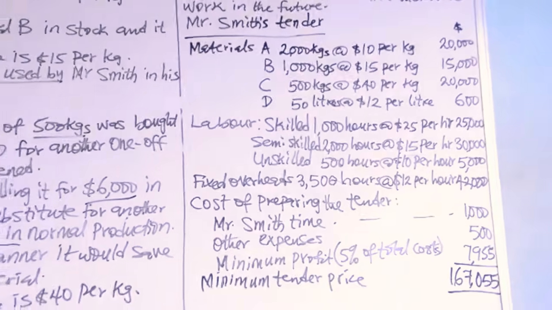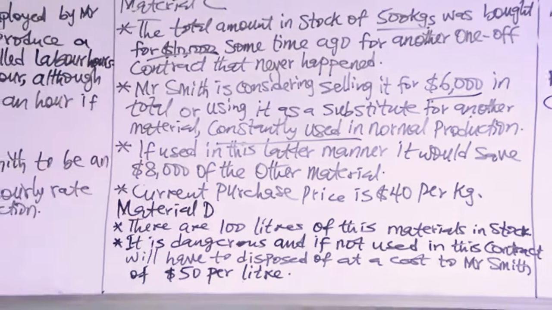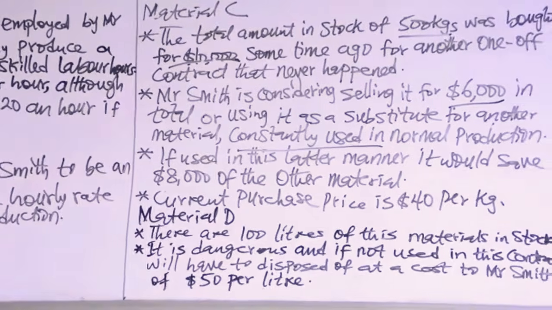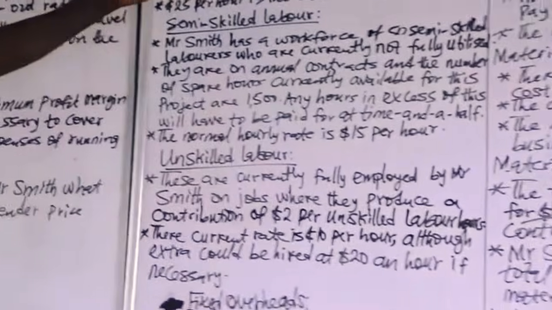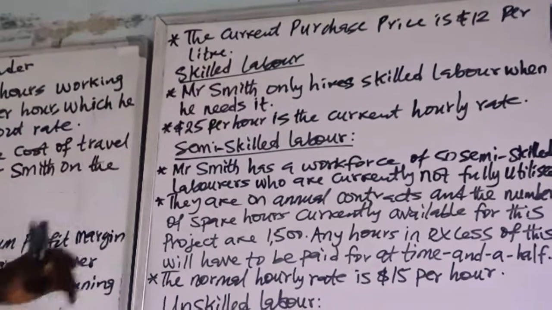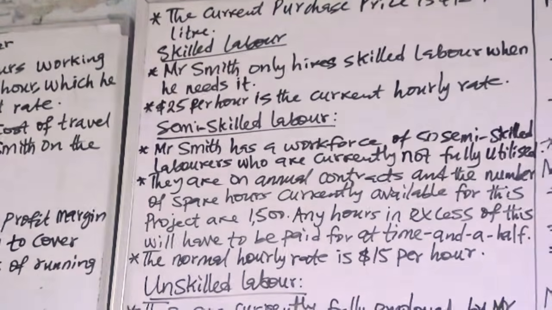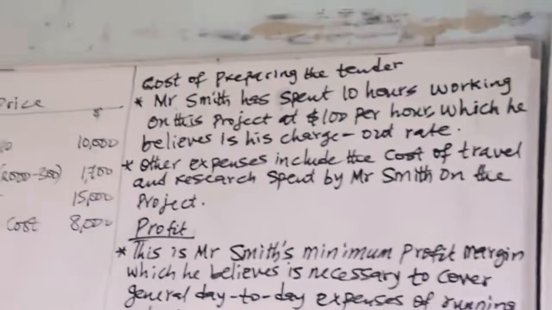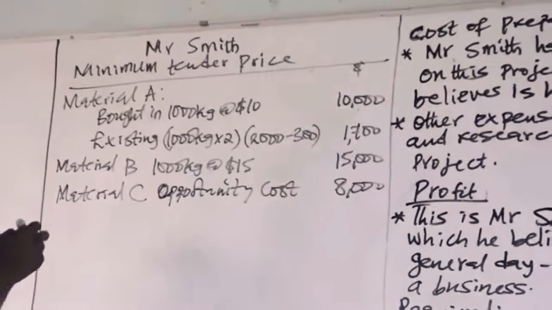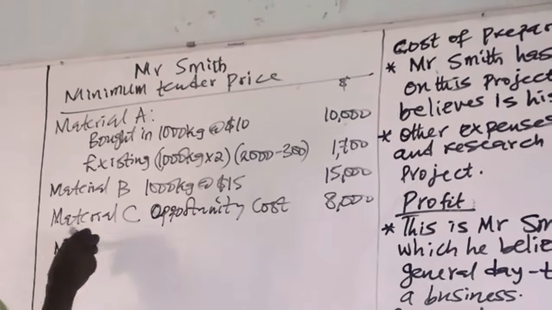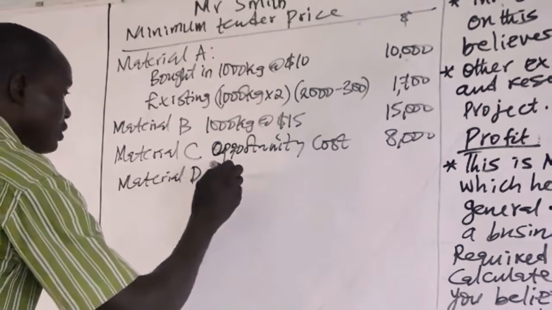Since it is dangerous, if not used in this contract, it will have to be disposed of at a cost to Mr. Smith of $50 per liter. The current purchase price is $12 per liter. If you want to purchase it currently, it will cost you $12 per liter. That is for material D. So what you need is 50 liters of material D.